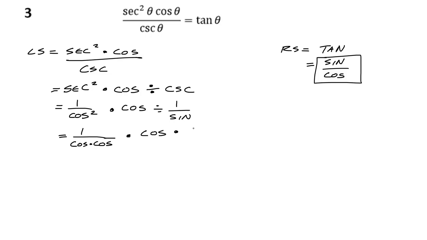Divided, let's change that to times. And when we're dividing by a fraction, we're going to multiply by the reciprocal, times sine. All right, well, what can we do here? Cos and one of these coses can cancel out. And let's look at what's left.